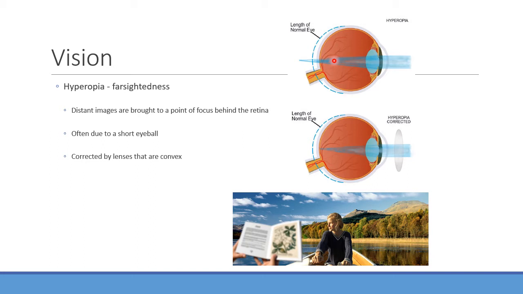And so the way we can fix this is if we give a convex lens. This can bring that focal point up closer to the retina, and so that way I can now focus on things that are close up for me. Okay. So again, here the problem is the eyeball is typically too short, and a convex lens is going to be able to bring that light, that focal point, back up onto the retina itself.